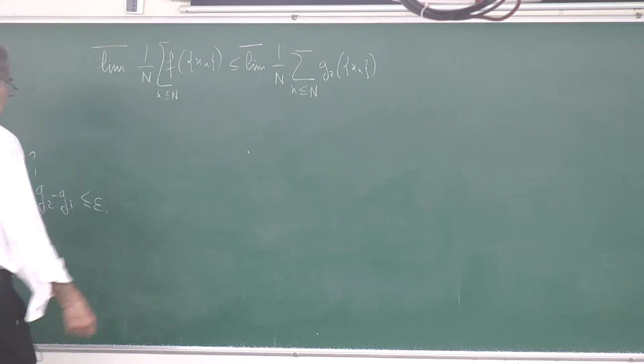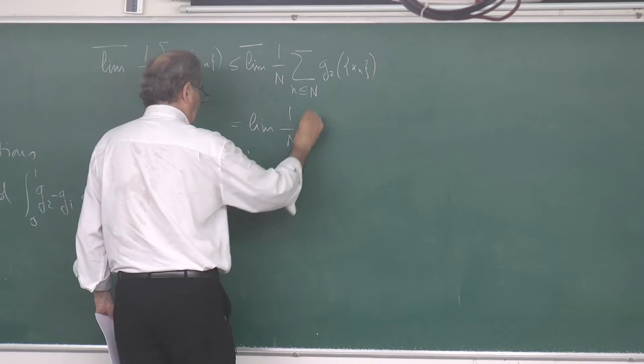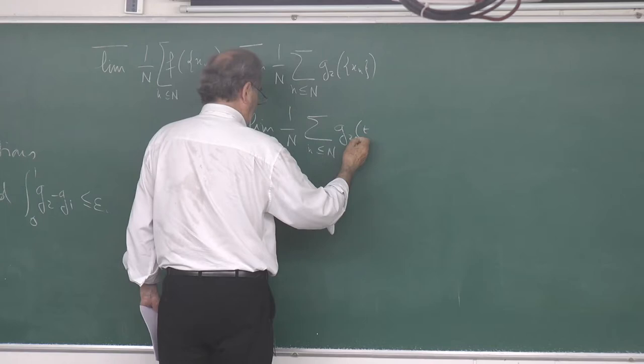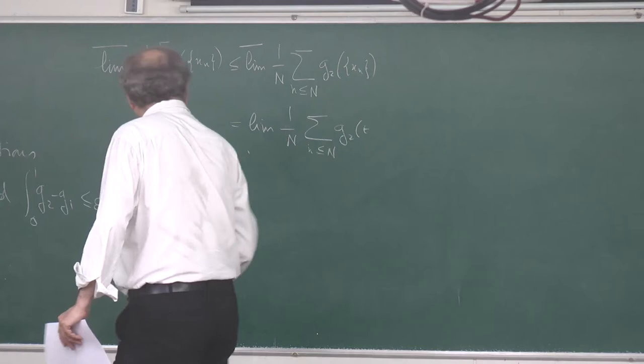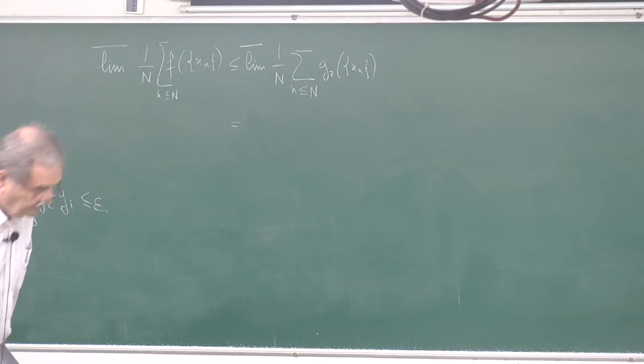And for a step function, this limit exists, and I know which limit this is. This limit exists, and this limit is the integral from 0 to 1 of g2 of t dt.